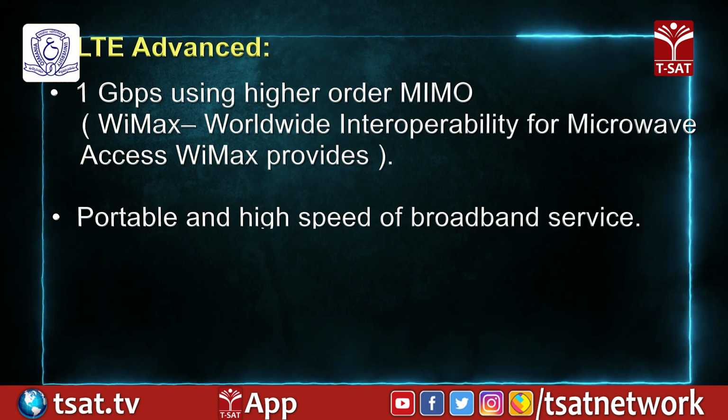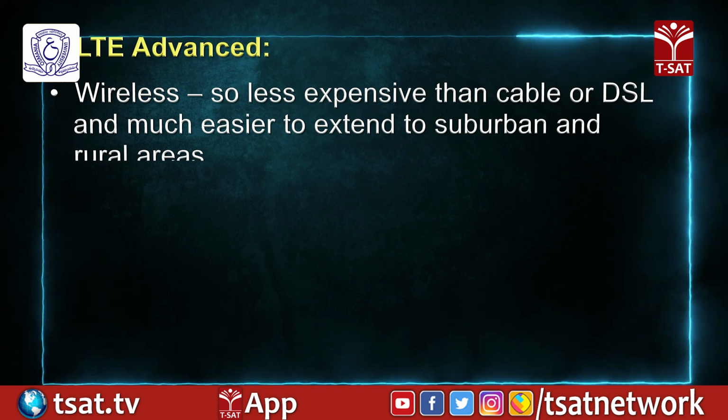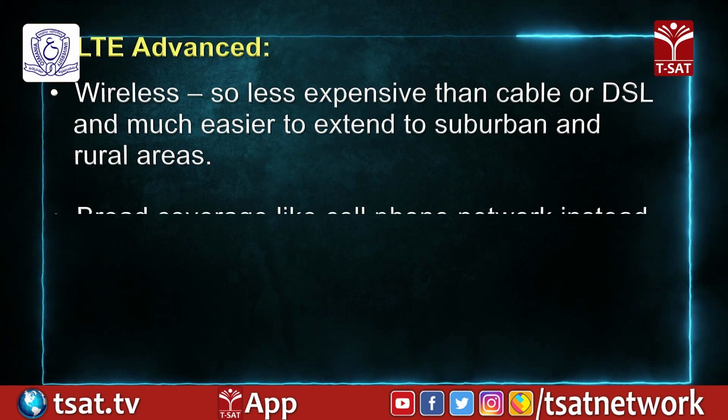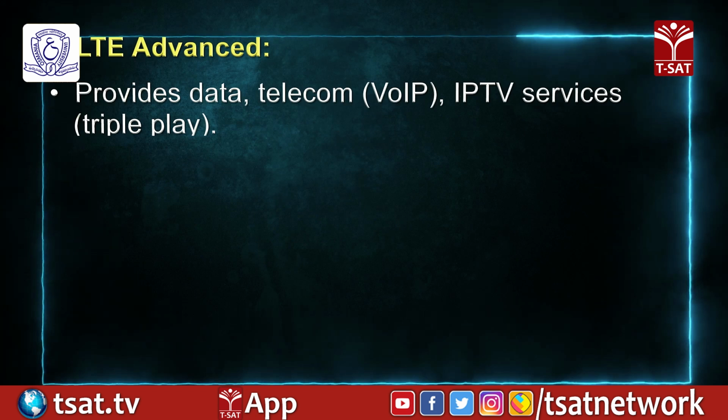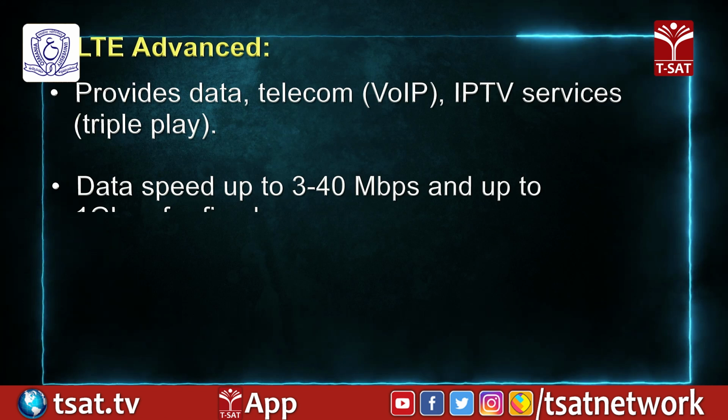These are known as WiMAX or worldwide interoperability for microwave access. WiMAX providers offer portable and high speed broadband services. Wireless, so less expensive than cable or DSL and much easier to extend to suburban and rural areas. The broad coverage is like a cell phone network instead of smaller Wi-Fi hotspots. These provide data, telecom, IPTV services also. The data speed is 3 to 40 Mbps and up to 1 Gbps for fixed.